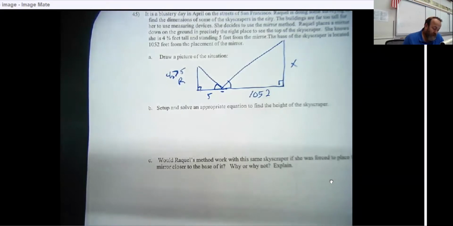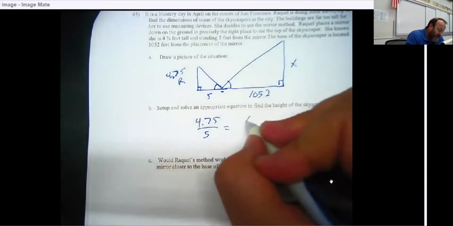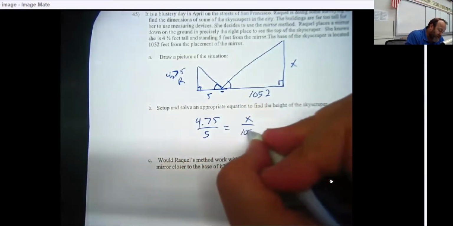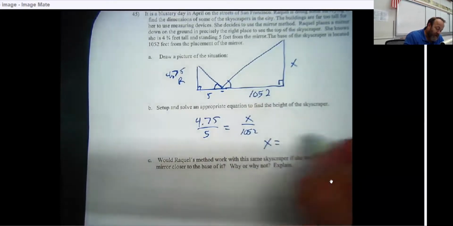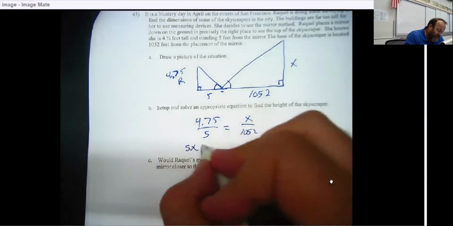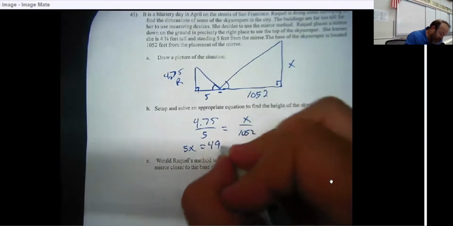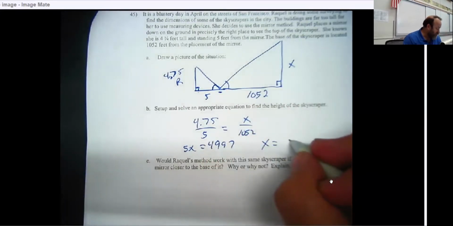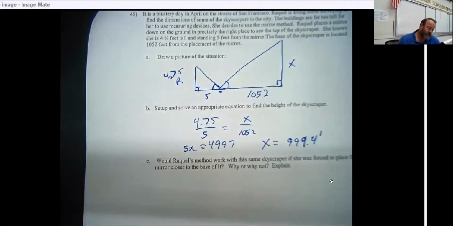And so all we have to do is set up that the ratio of Raquel to the distance to the mirror is the same as the building's height is to the mirror. Which means if we just cross multiply, you get 5x equals, let's see, what is that? What is 1,052 multiplied by 4.75. It's a big number, 4997. And I get X is 999.4 feet tall. So a nice tall building.